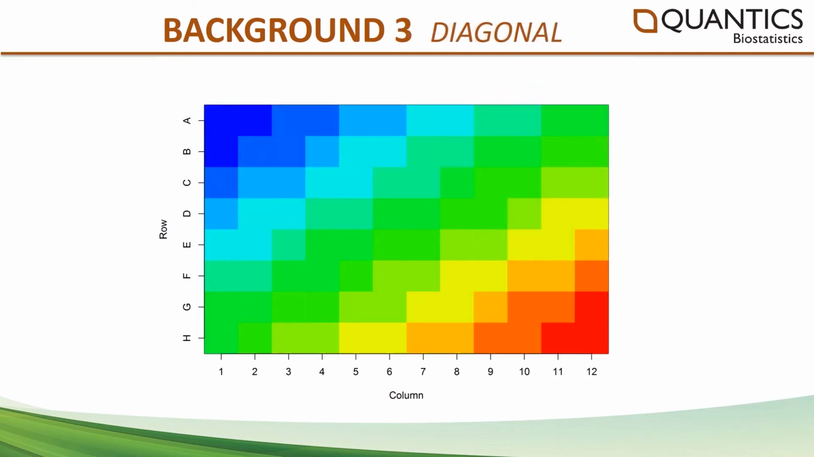And this third background that we simulated we called the diagonal background, and this is where you have an effect going diagonally from top left to bottom right corner across the plate. And this is something that we have clients reporting to us sometimes.